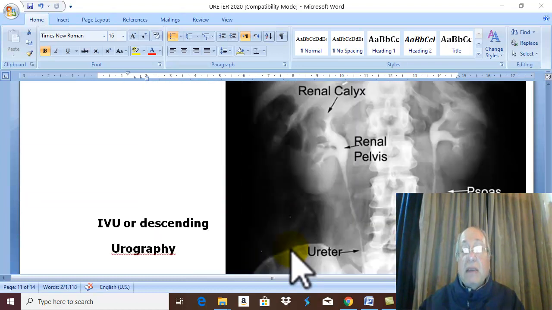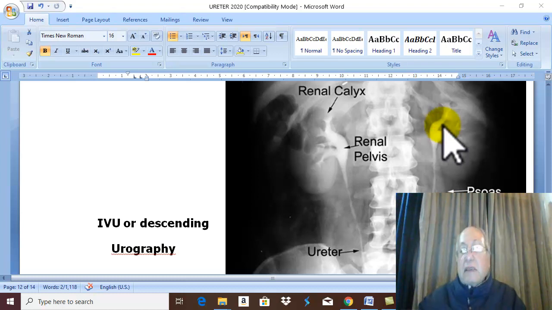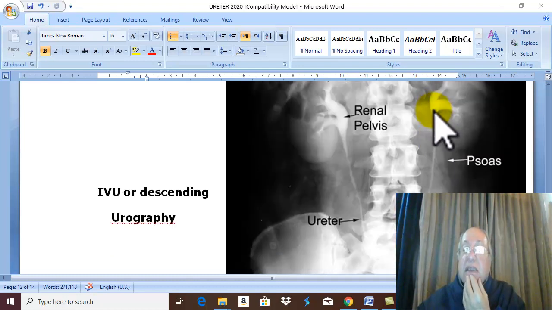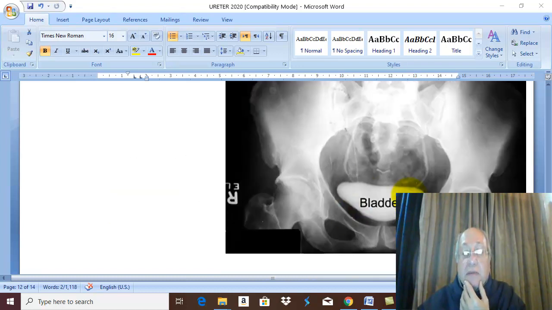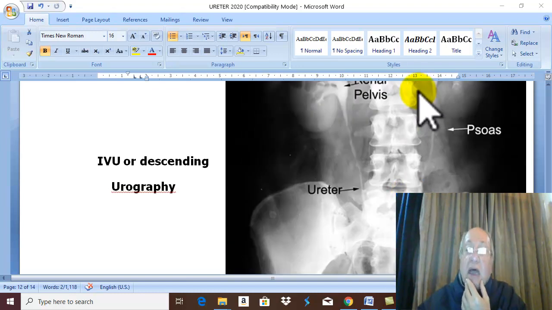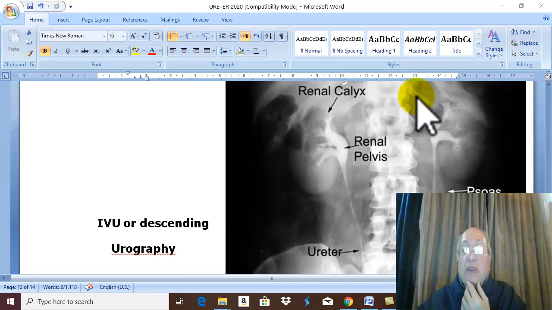The ureter can be visualized by dye, which may be given from above or from below. From above, we give the dye intravenously. The dye runs in the bloodstream. The kidney extracts the dye from the bloodstream and excretes it in the pelvicalyceal system. Then the dye descends to the ureter, and from the ureter to the urinary bladder. You will visualize the dye in all the urinary tract. This is called intravenous because the dye is given intravenously.